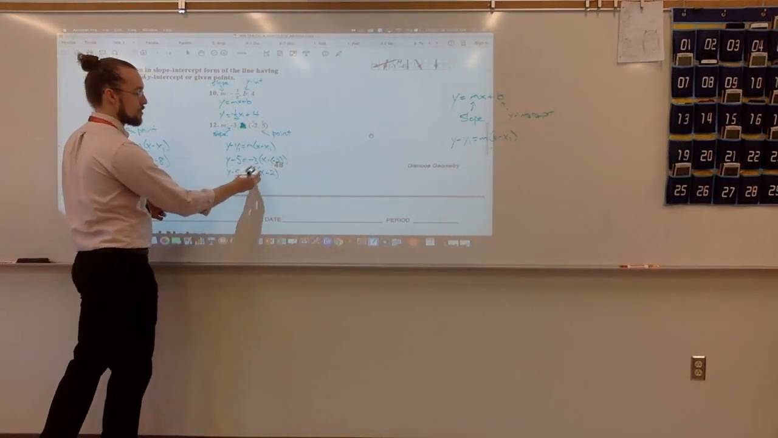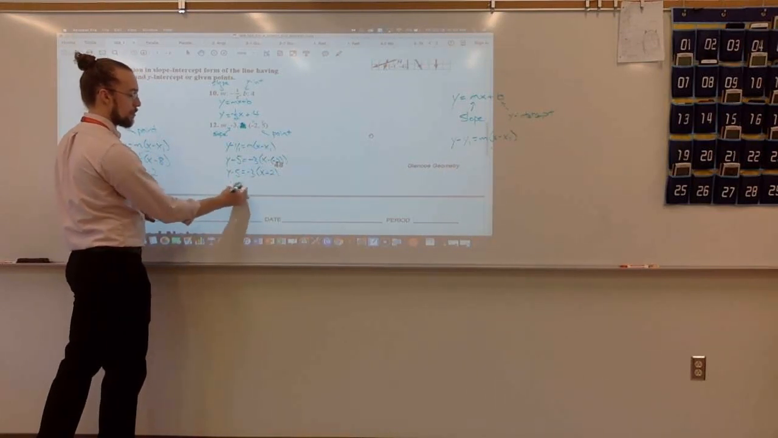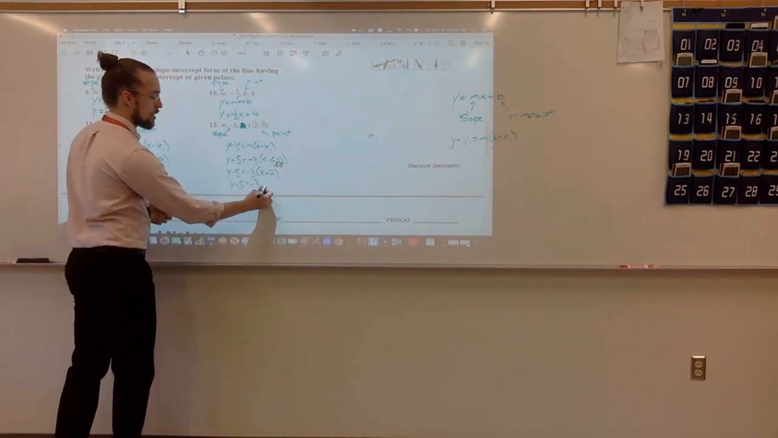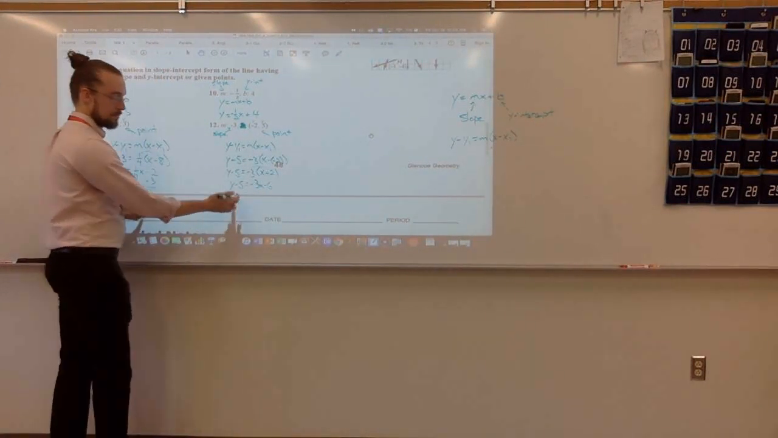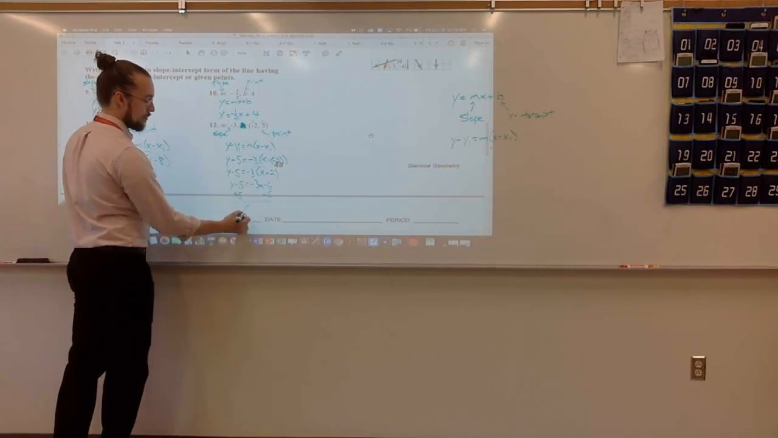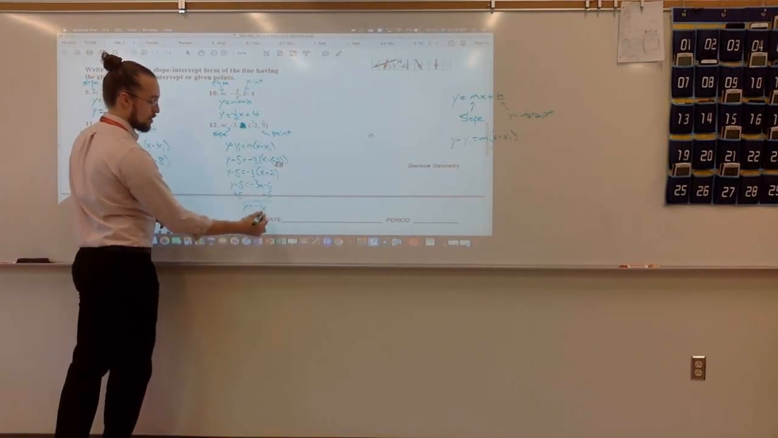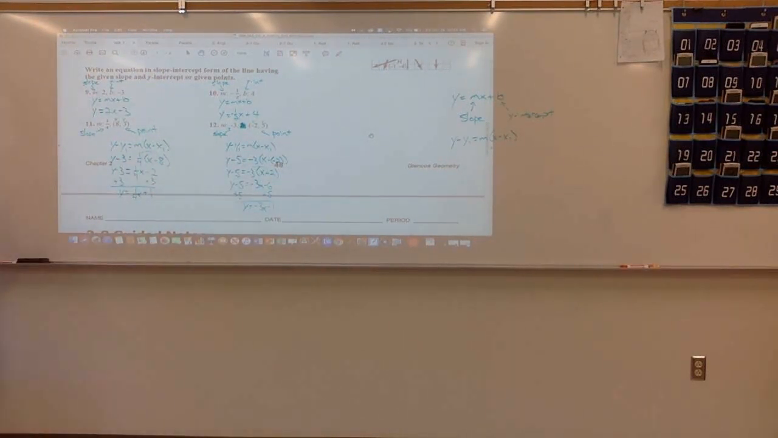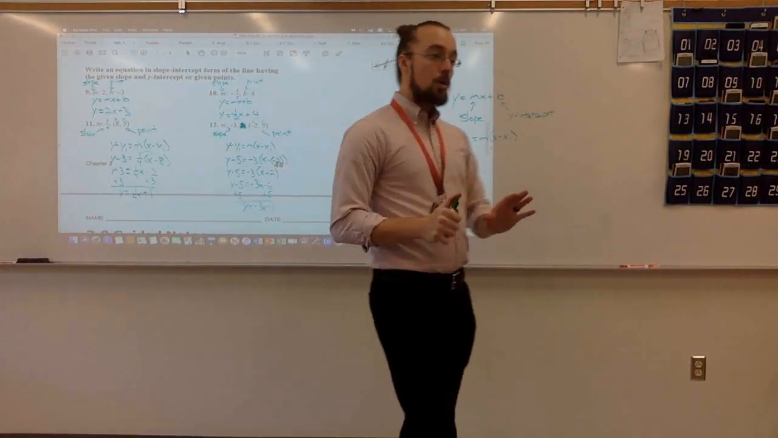Now I can distribute this -3 through my parentheses. So -3 times x is -3x. -3 times 2 would be -6. Then my final step to get y by itself would be to add 5 to both sides. So y equals -3x minus 1. Okay. Questions?